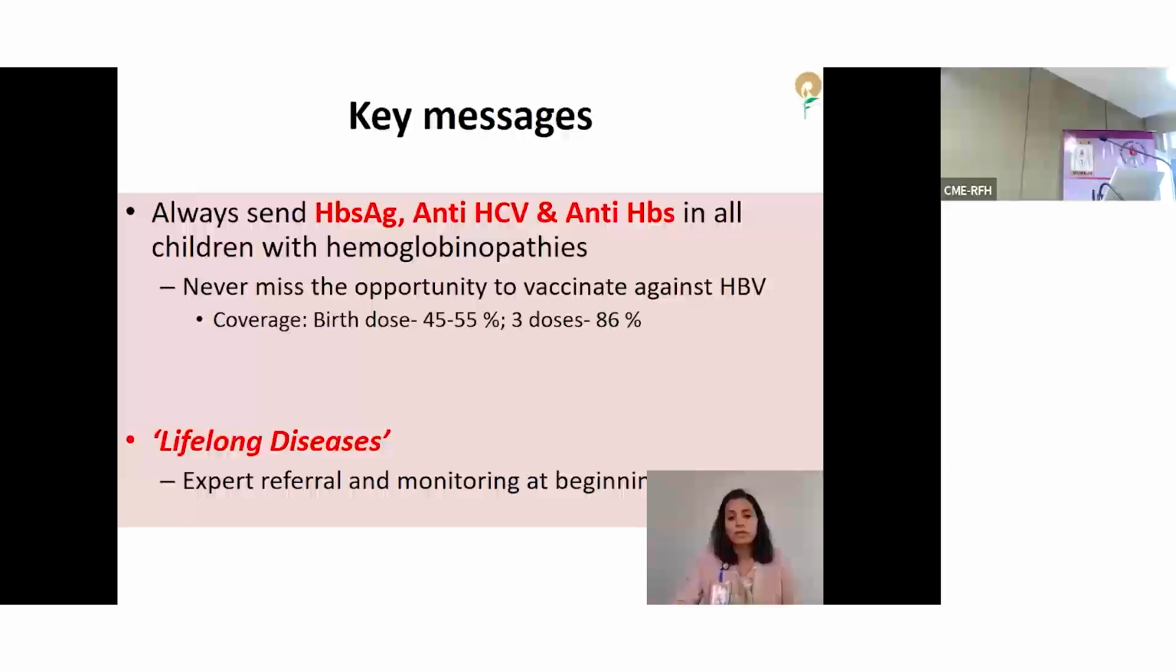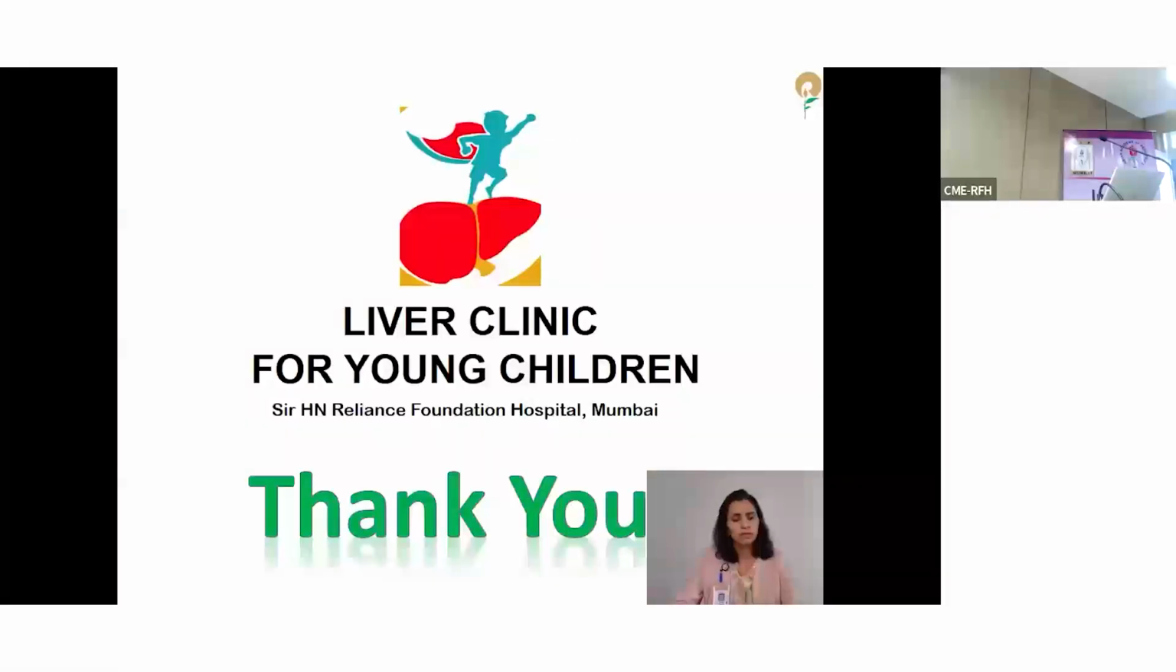We should never miss an opportunity to vaccinate against hepatitis B, even with the coverage that we have, because the birth dose coverage is 40 to 55% in the country right now, and the 3-dose coverage is 86%. Plus, there are many factors in which we need much higher anti-HBs levels, and for some reason they would not have shown that response. Both B and C are lifelong diseases, and expert referral and monitoring at the beginning is important so that we do not overdo and we do not underdo.